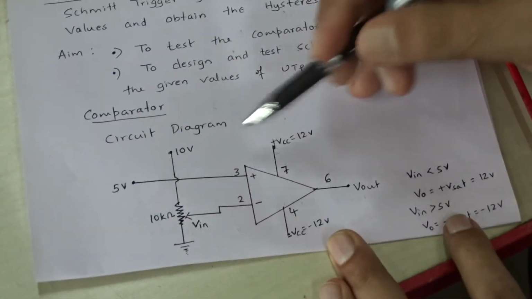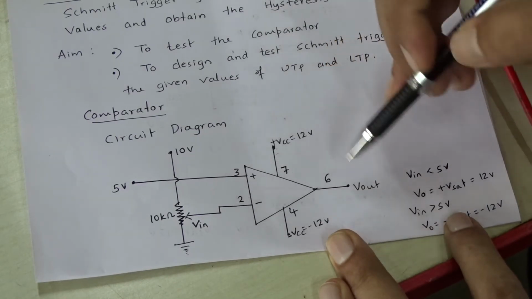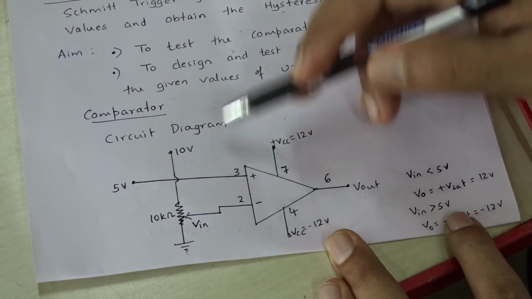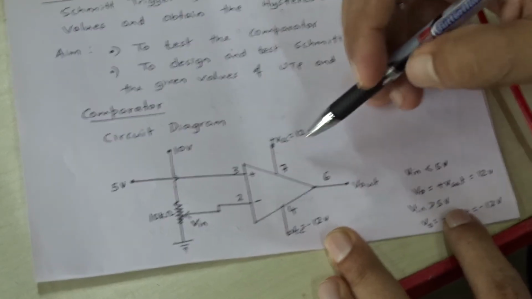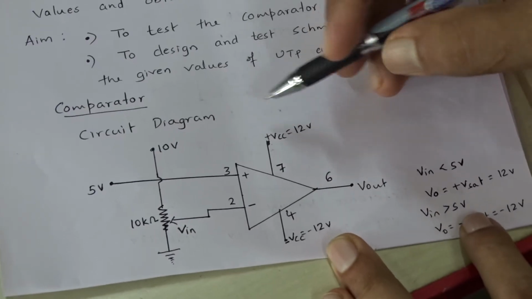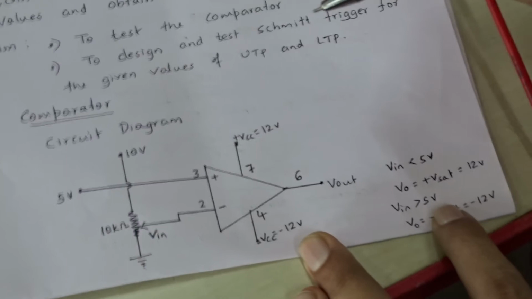So this is about the basic working of the comparator circuit, and here this circuit is in open loop configuration. I have not used any feedback. The main applications of this circuit are the zero crossing detector, the window detectors and all. So those are the applications of the comparator circuits.